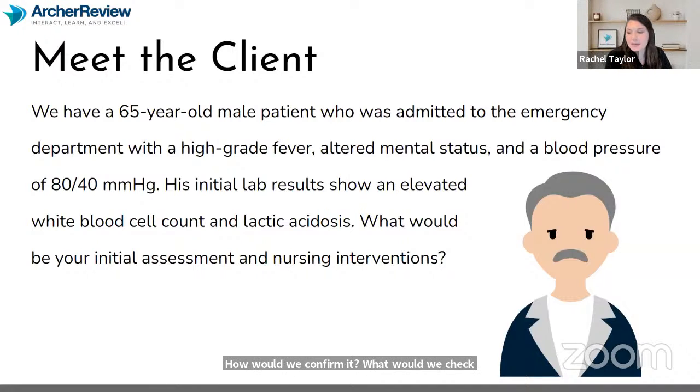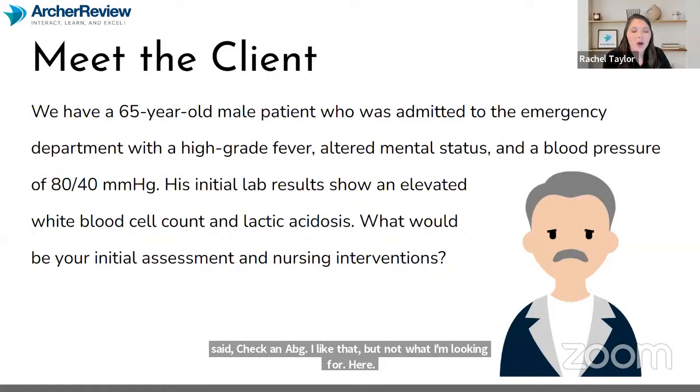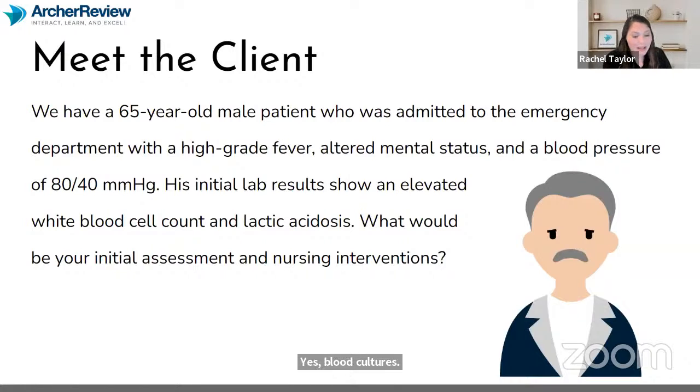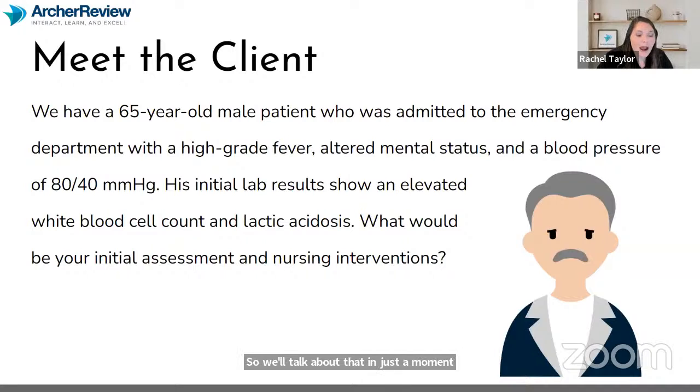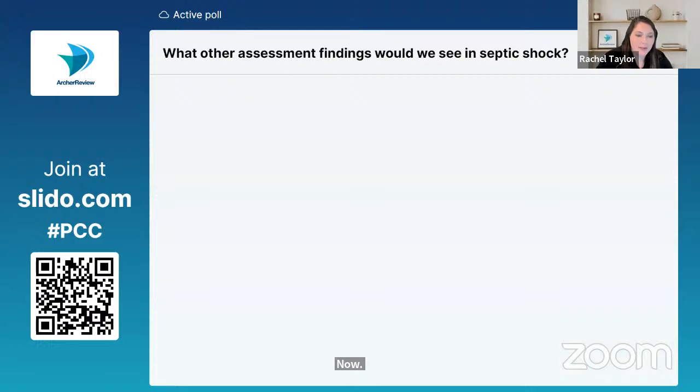Someone said check an ABG. I like that, but not what I'm looking for here. Yes, blood cultures. We would check blood cultures. We might check an ABG because it's going to be abnormal, right? But I really want to check blood cultures. And when we do blood cultures, and we're going to talk about this again, we don't just check them from one site. So we'll talk about that in just a moment. Now, after we take those blood cultures, that's when we can start those broad spectrum antibiotics.